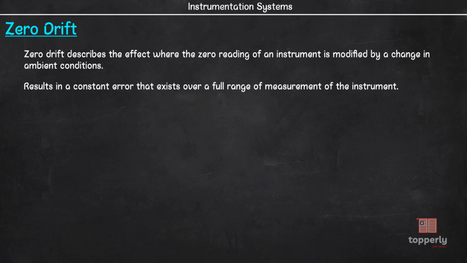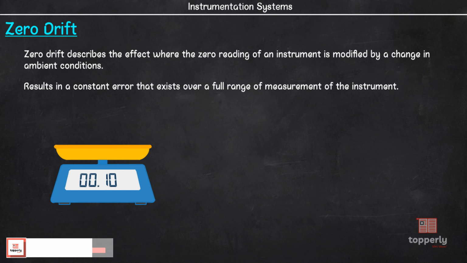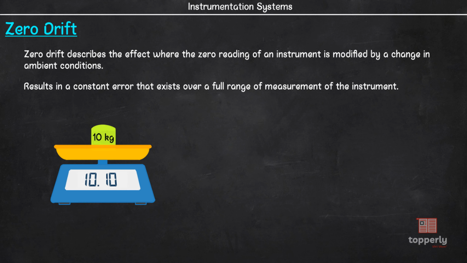A weighing machine is an example of an instrument prone to zero drift. It is quite usual to find that the reading of the instrument is perhaps 100 gram with nothing on the scale. If something of known weight, say 10 kg, were to be kept on the scale, the reading would be 10 kg and 100 grams. And if something of known weight, say 20 kg, were to be kept on the scale, the reading would be 20 kg and 100 grams. So you can see that this 100 gram error is present throughout the scale of the instrument.